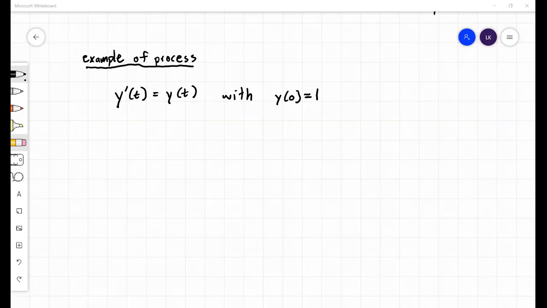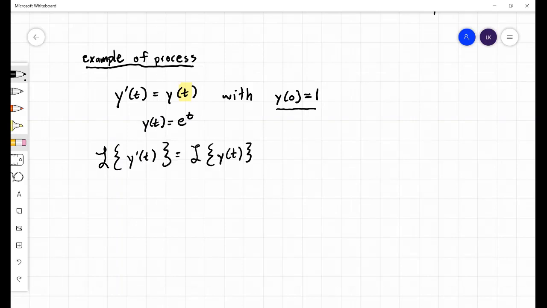Let's look at a simple example of the process of using Laplace transformations to solve a differential equation with an initial condition. So this is a pretty simple differential equation. We know the solution is y of t is e to the t. Okay, so the idea with Laplace transform is that we have this differential equation in domain t, and we're going to just take the Laplace transform, without knowing what that is necessarily yet, of both sides of the equation, and that's going to transform this into an equation in domain S.